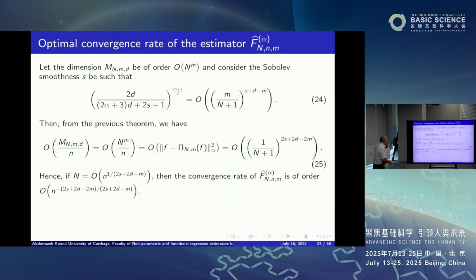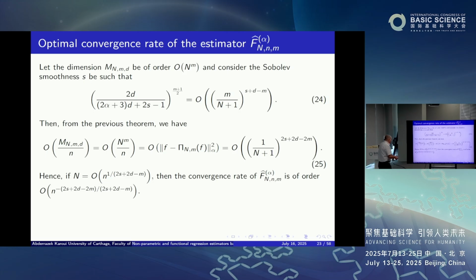And in this case, we have the choice now of how to find the right order of the parameters: n, the highest degree of the polynomial, and m, the maximum number of interactions between variables. If we choose them this way, what do we get? We get an order of convergence for the estimator of n to the power minus 2s plus 2d minus 2m over 2s plus 2d minus m.